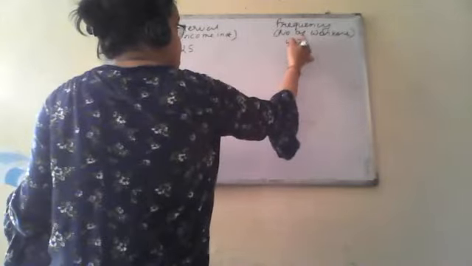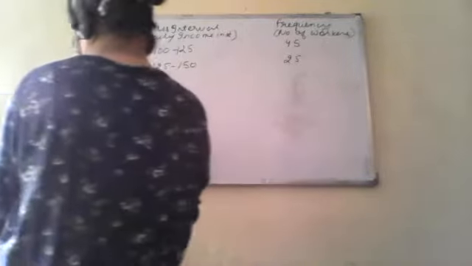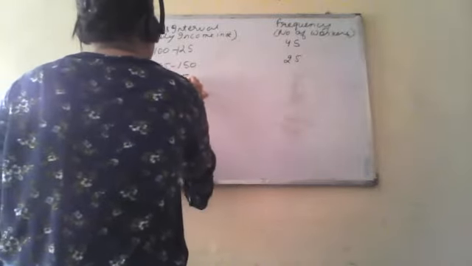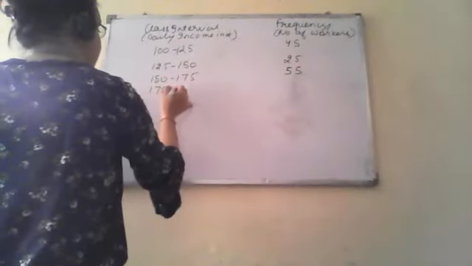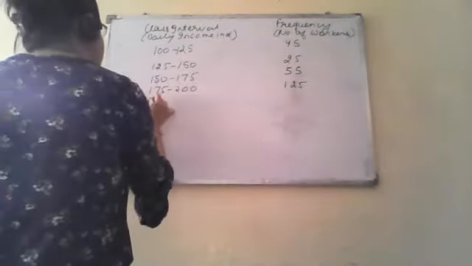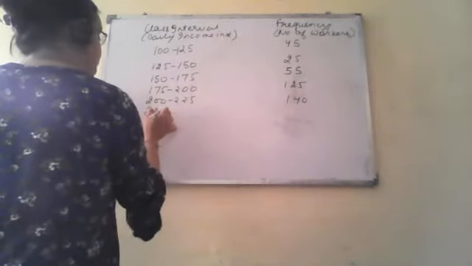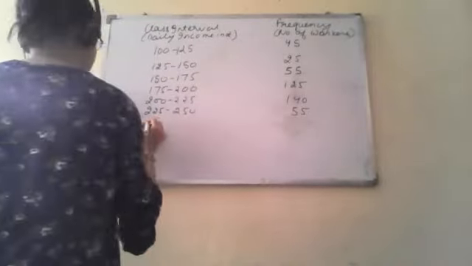So here, 125, number of workers are 45. Between 125 to 150, number of workers are 25. 150 to 175, it is 55. 175 to 200, they have 125 workers. 200 to 225, number of workers are 140. 225 to 250, number of workers are 55.